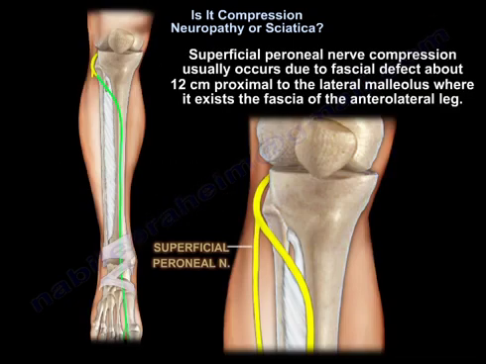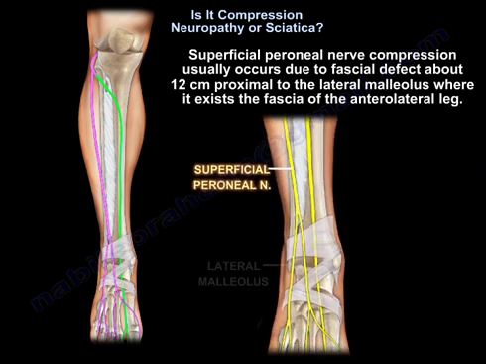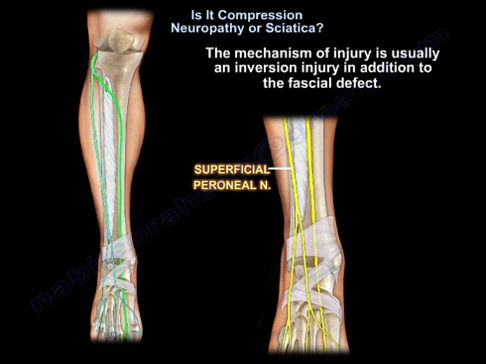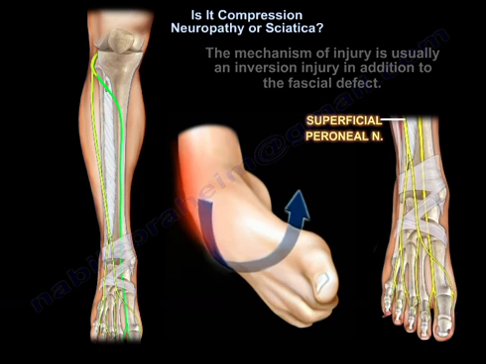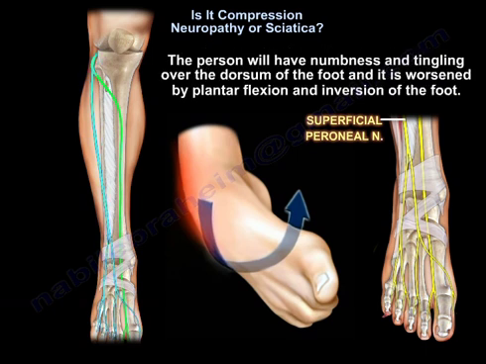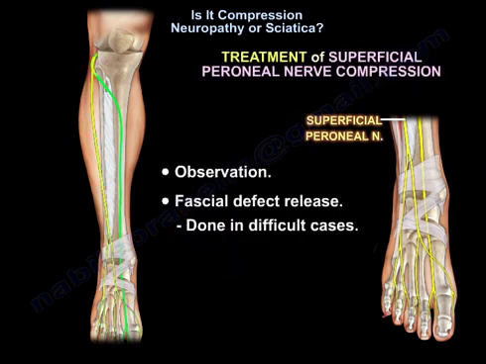Superficial peroneal nerve compression usually occurs due to a fascial defect about 12 centimeters proximal to the lateral malleolus, where it exits the fascia of the anterolateral leg. The mechanism of injury is usually an inversion injury in addition to the fascial defect. The person will have numbness and tingling over the dorsum of the foot, and it worsens with plantar flexion and inversion of the foot. Treatment is observation, or fascial defect release in difficult cases.